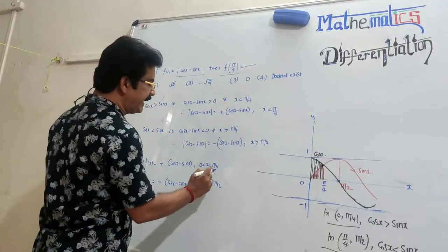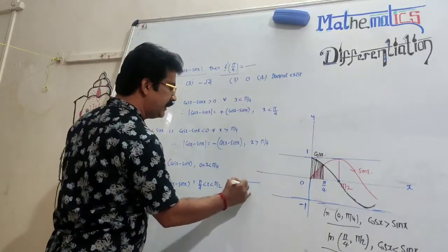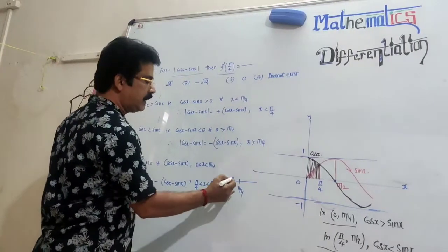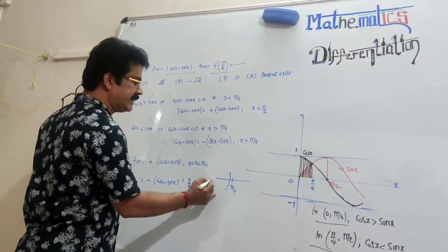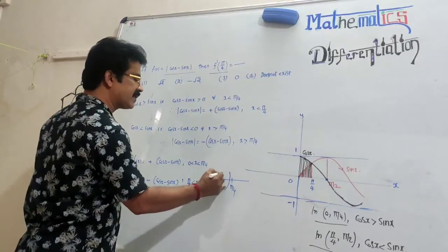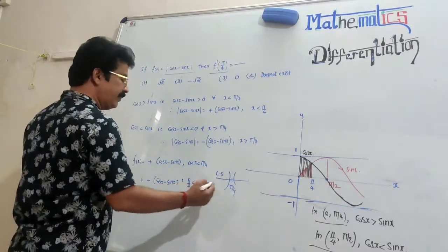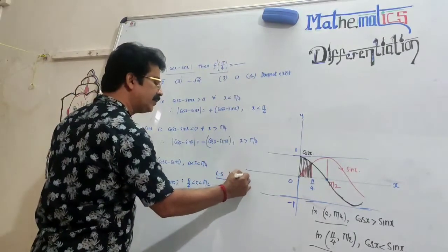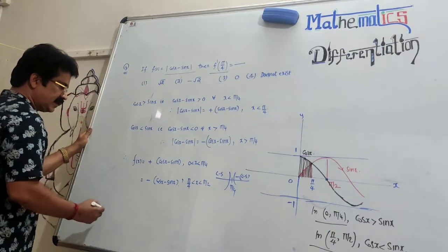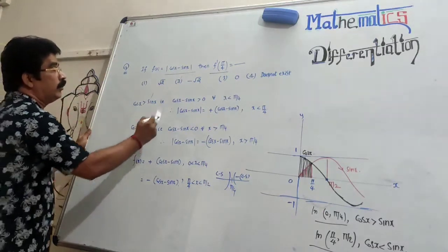Okay, where is the breaking point? Actually, it is pi by 4. Less than pi by 4, this area, it is defined as cos x minus sin x. Next, greater than pi by 4, it is minus of (cos x minus sin x). So therefore, what is the question?